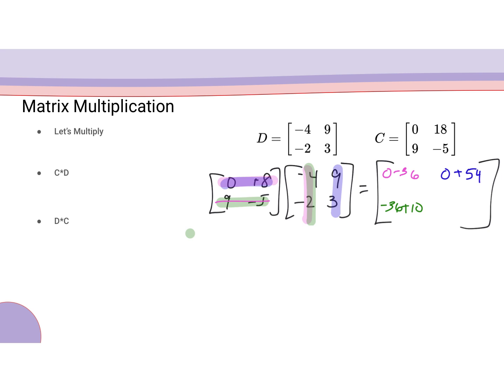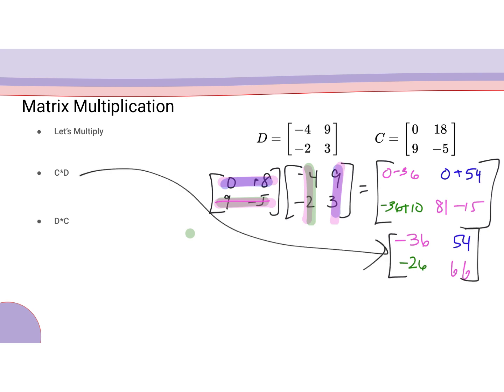Oh, wrong thing. 9 times negative 5, 9 times 36. So that gets me, oh no, it's positive 81 minus 15. So I get negative 36, positive 54, negative 26, and then this would be 66, I think. So that's C times D.